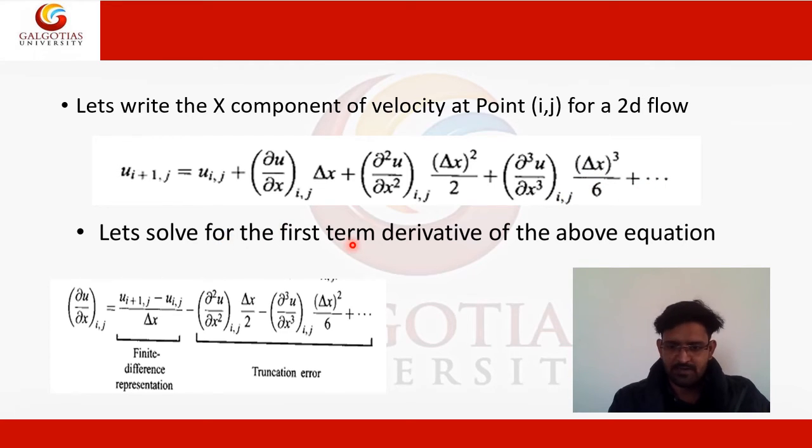Let us solve for the first derivative of the above equation. I can write u(i plus 1, j) minus u(i,j), then divide by delta x. So here I get del u by del x, and the rest of the series I can transfer to the other side. So I can write del u by del x at (i,j) equal to u(i plus 1, j) minus u(i,j) upon delta x.